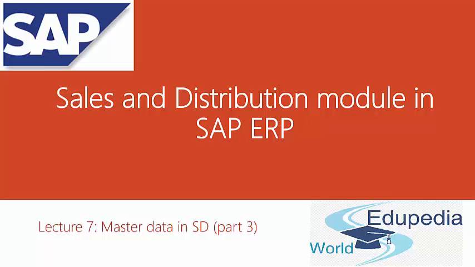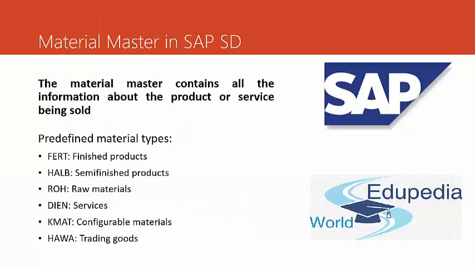In this lecture, we'll talk about Material Master. The Material Master contains all the information about the product or service being sold. This information is shared across the organization and maintained by different departments. It is structured in views according to the various functions such as Purchasing View, MRP View, Accounting View, and Sales View.